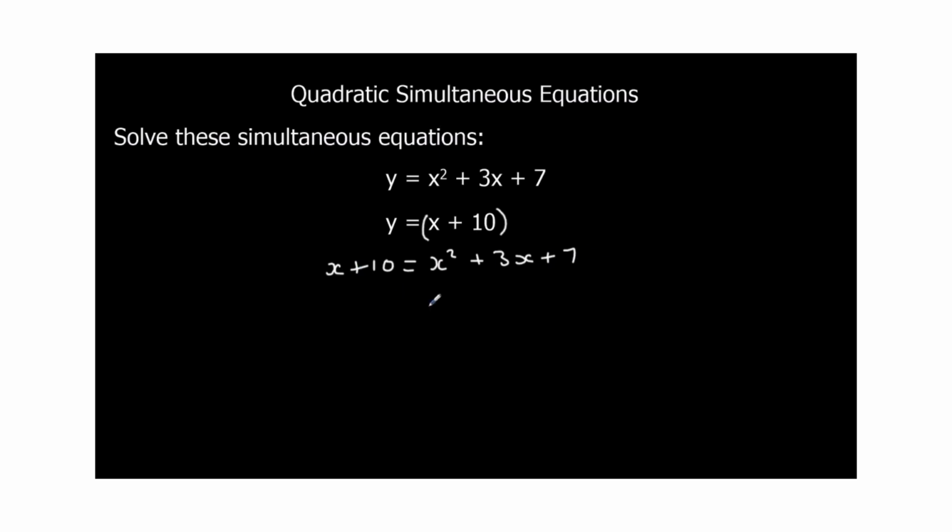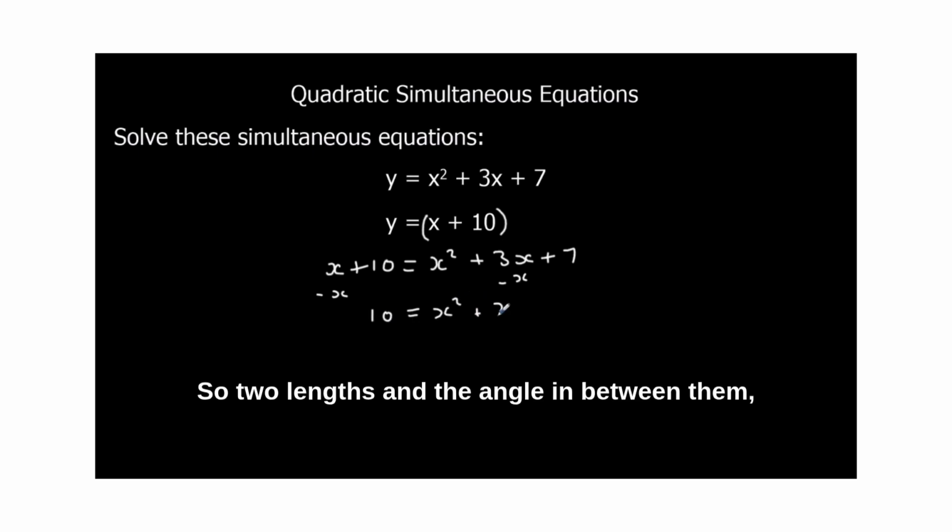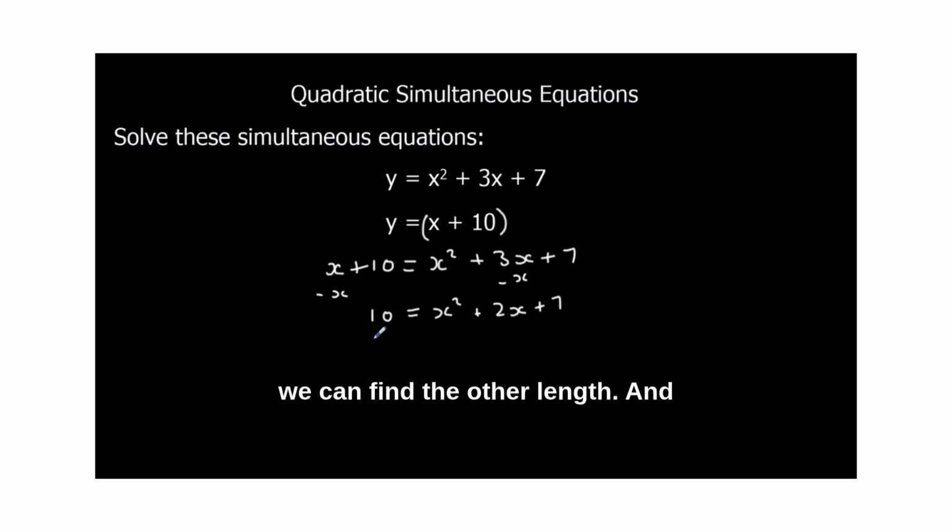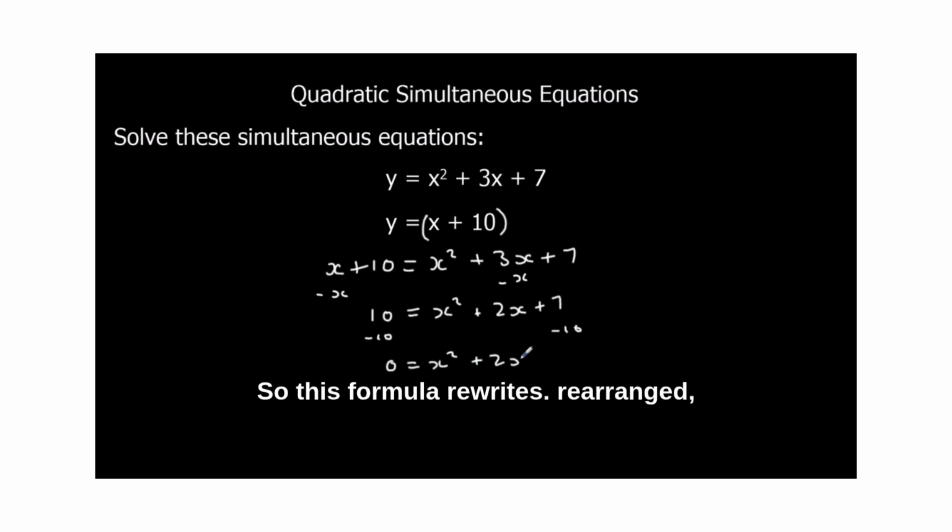Now, to solve a quadratic, I need to make it equal to 0. So I'm going to minus x from both sides. So that will give me 10 equals x squared plus 2x plus 7, and minus 10 from both sides. So that gives me x squared plus 2x minus 3 is equal to 0, so we can solve it.